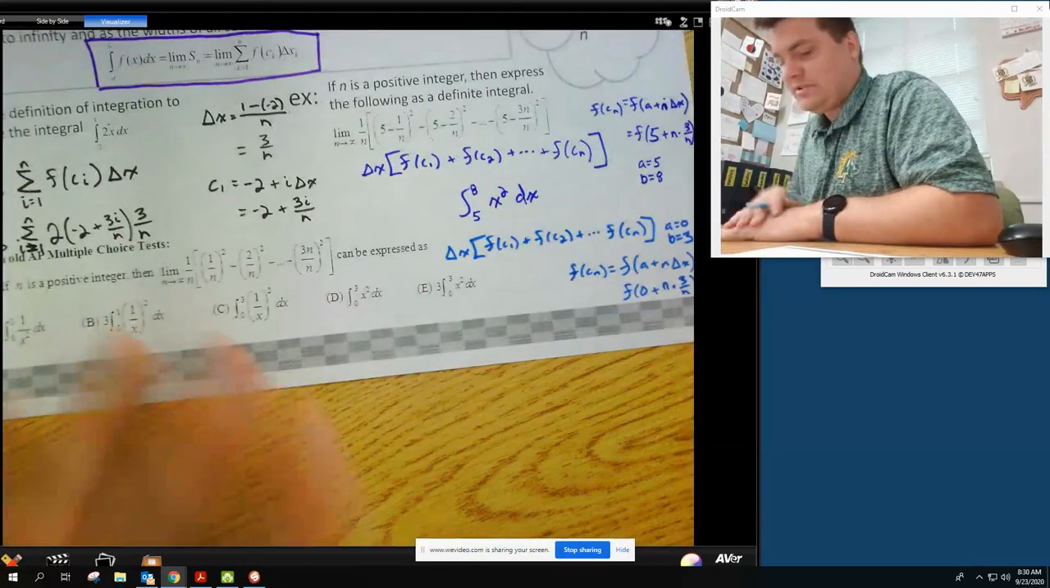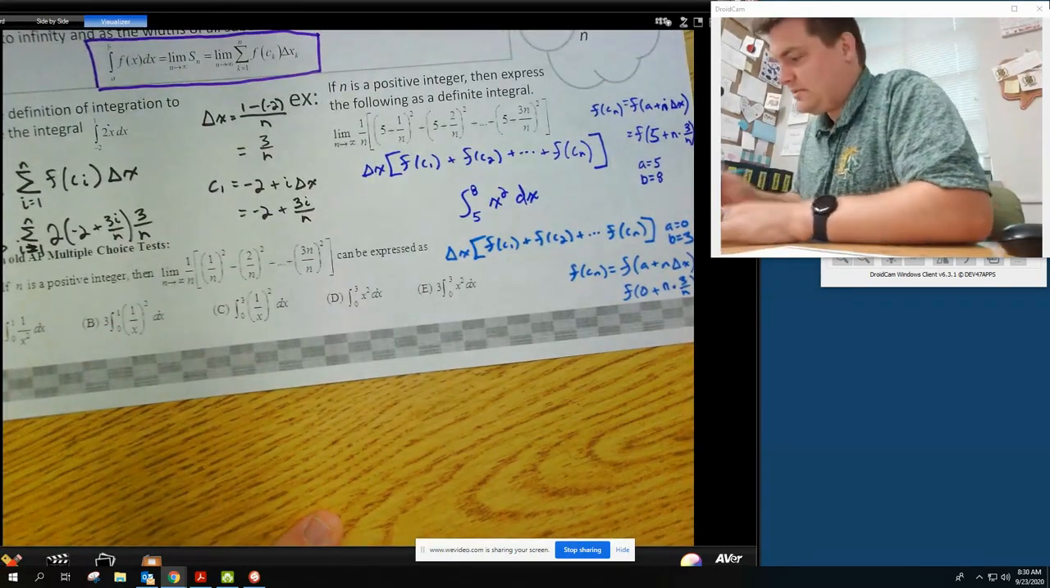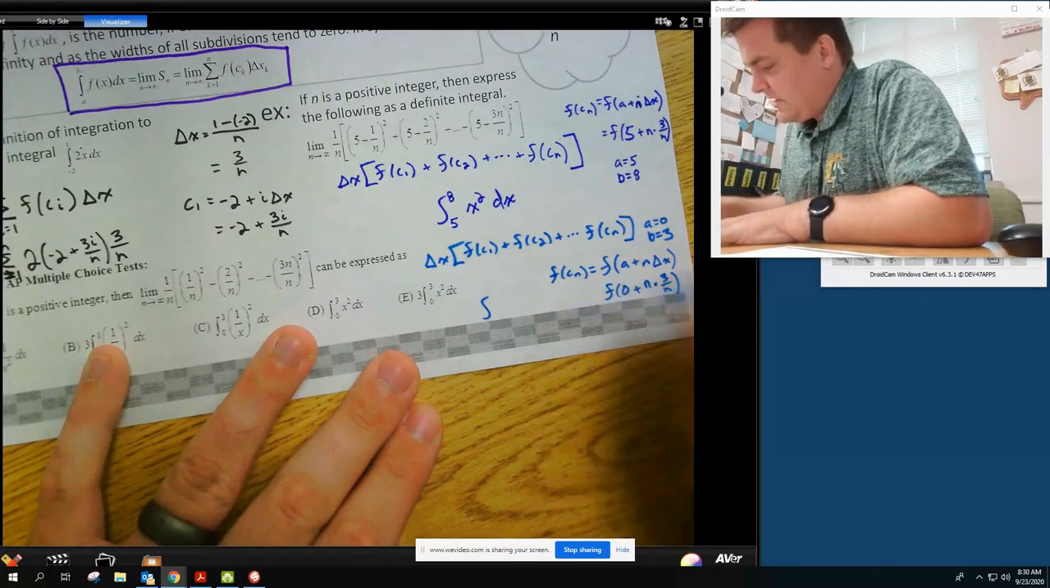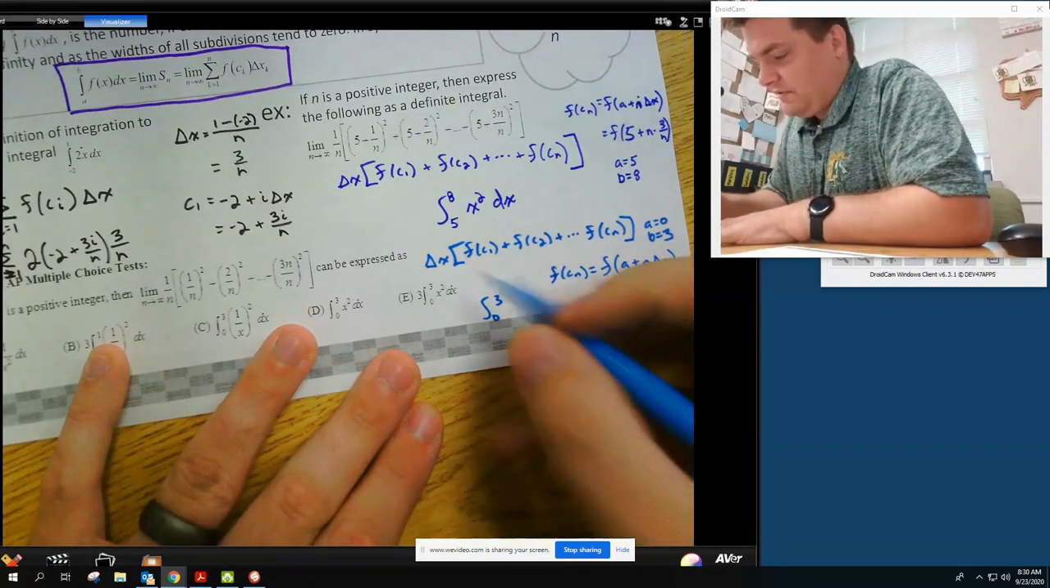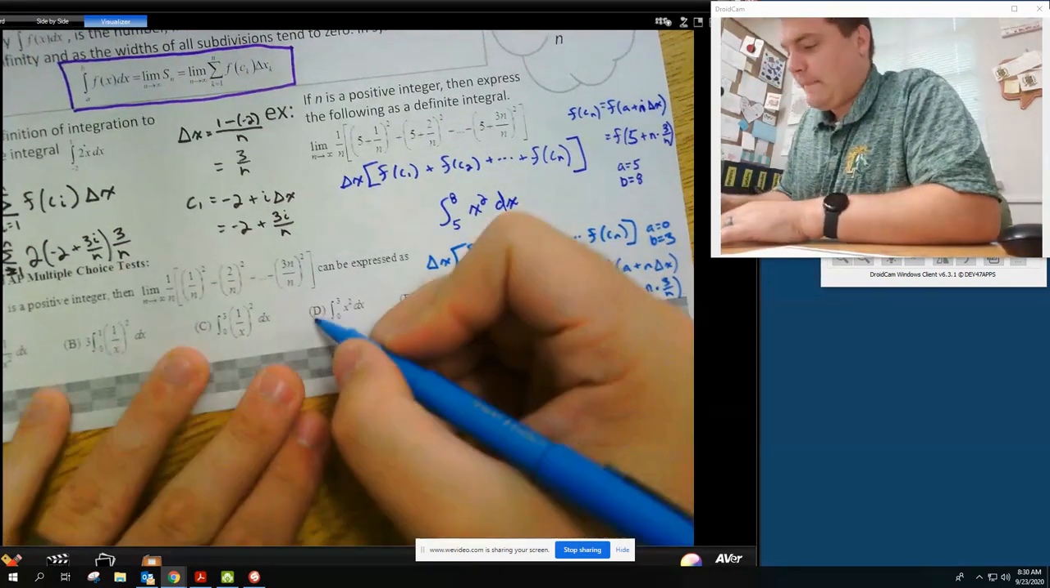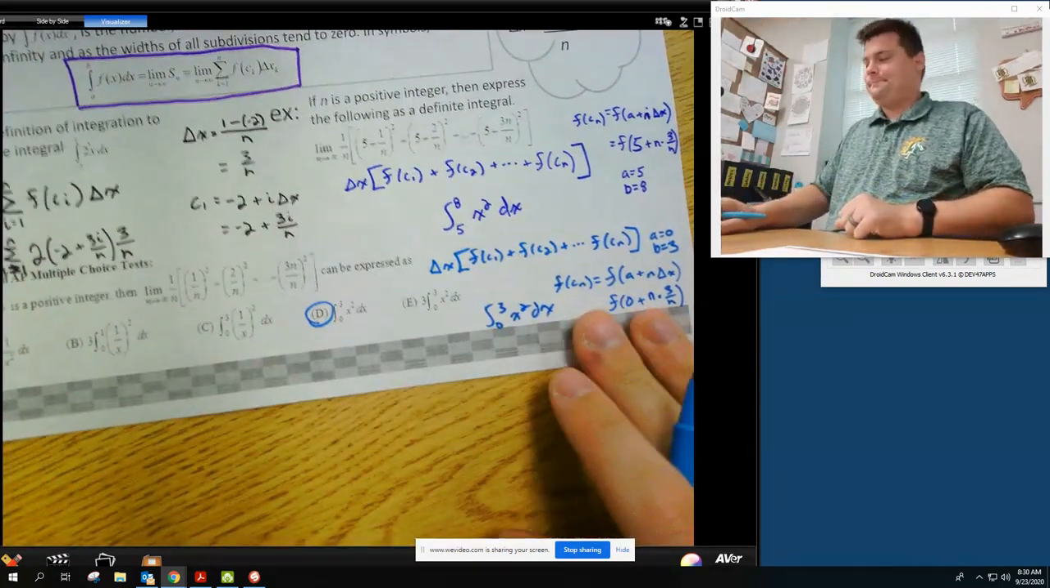Okay? So now what's going on to my functions here? Everything's being squared. So my function is just getting squared. So I'm going to end up getting from 0 to 3. Every single function is getting squared, so it's going to be x squared dx, which is going to match choice letter D right there. Okay?